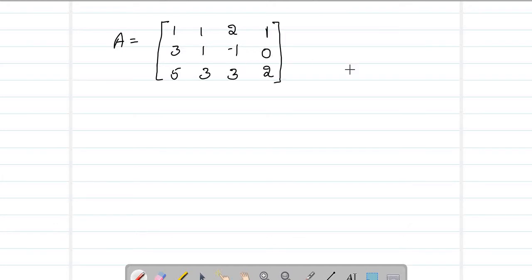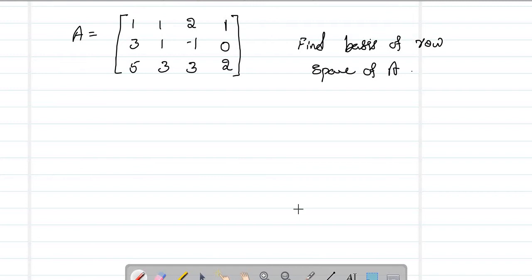So let's start with the matrix. Let A equal to 1, 1, 2, 3, 1, minus 1, and let me take 1, 0 here. Then this one is 5 and it is 3, whereas it is 3 and this is 2. So now the question is, find the basis of the row space of A. So you need to find the basis of the row space of A.